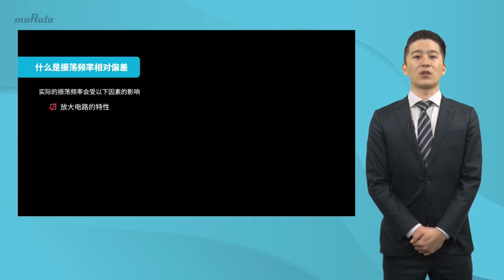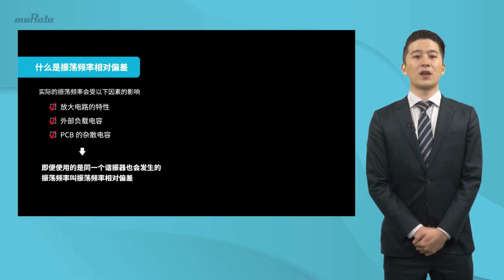There is a difference in oscillation frequency between the customer's board and our test circuit, even if the same crystal unit is used. This is called oscillation frequency correlation. The actual oscillation frequency is affected by the characteristics of the amplifier circuit, external load capacitance, and stray capacitance of the mounting board. The frequency measured on the mounting board may differ from the frequency measured on our test circuit.